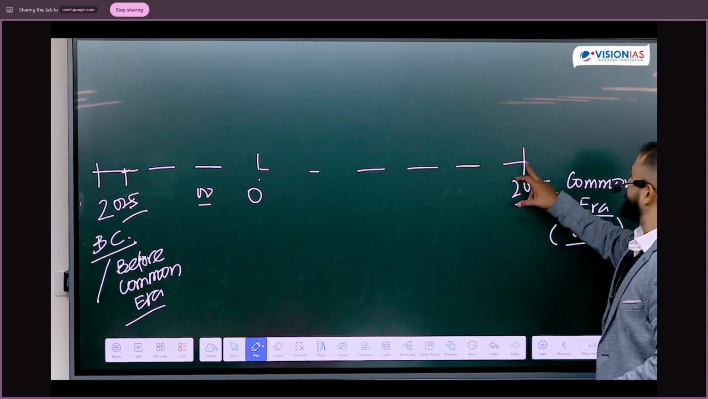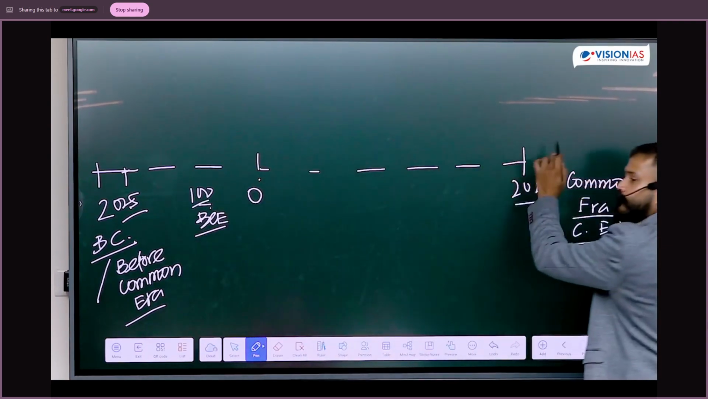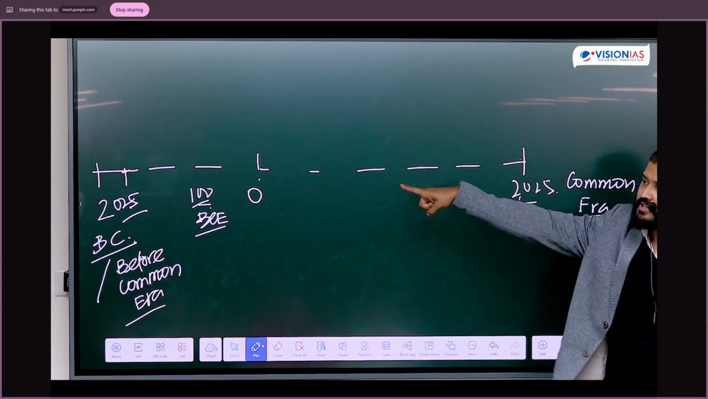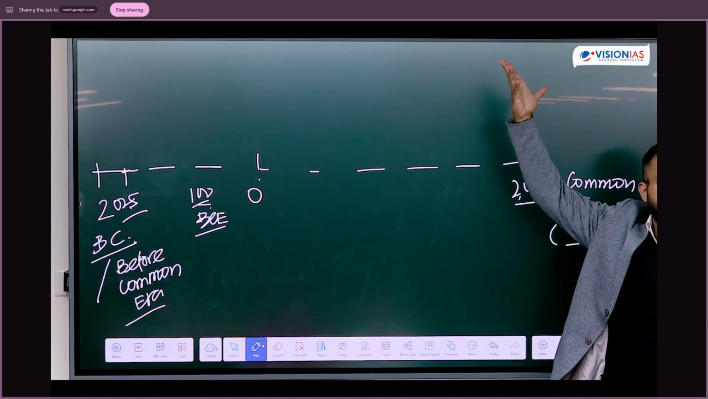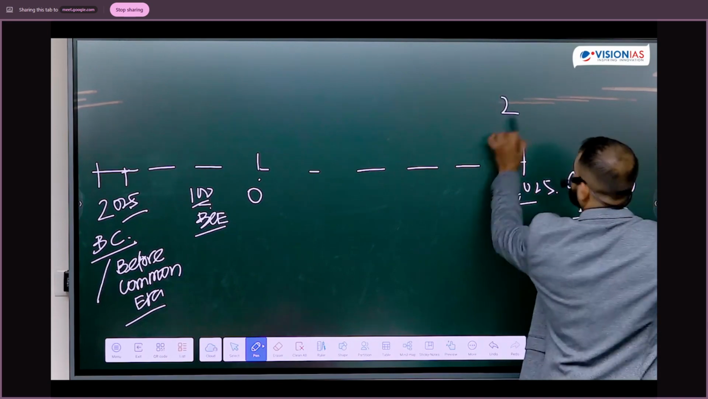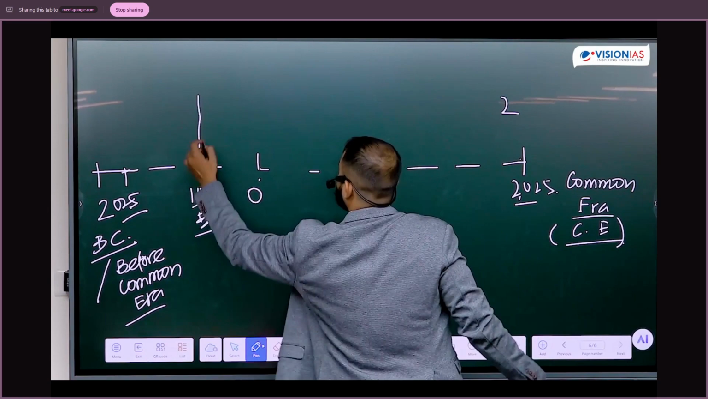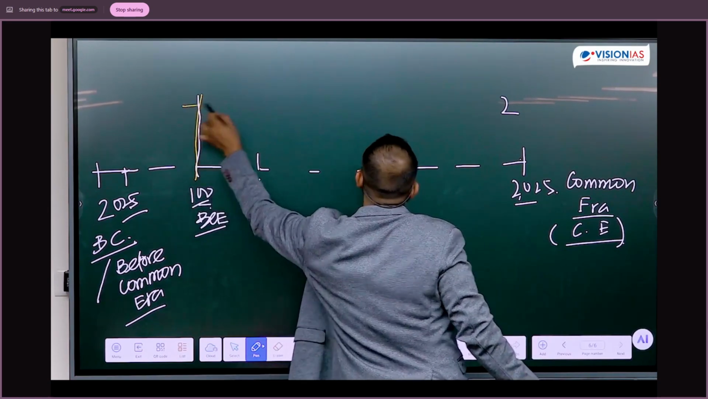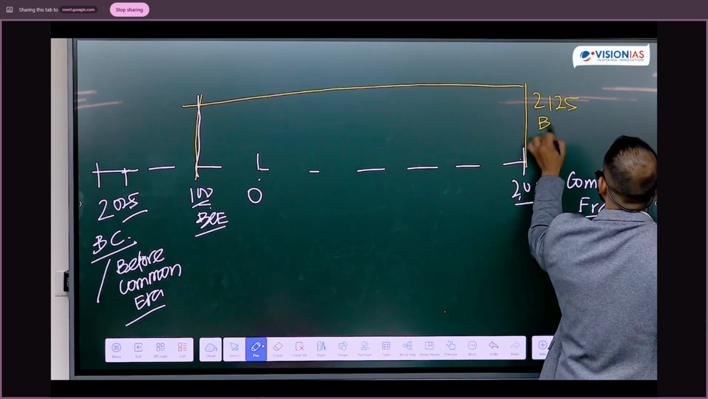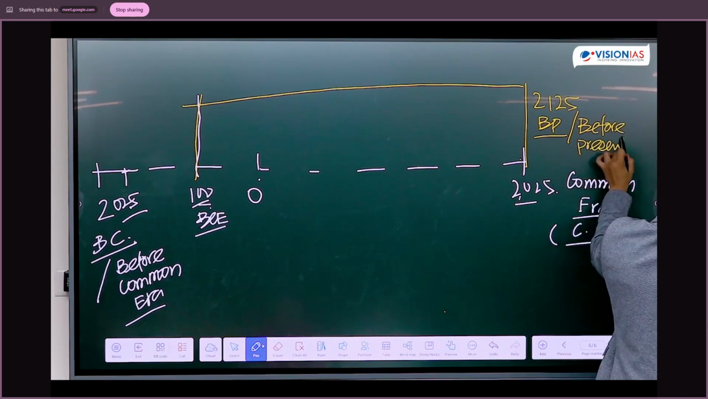That means if I say 100 BC, how many years till today? What is the total time period spent from 2025? 2025 plus 100. I hope it is clear. That means how many years from present? 2125. Suppose this is the timeline we are looking into, from here to here. So what will we call it? 2125 BP. What does it stand for? Before present. Is it clear?